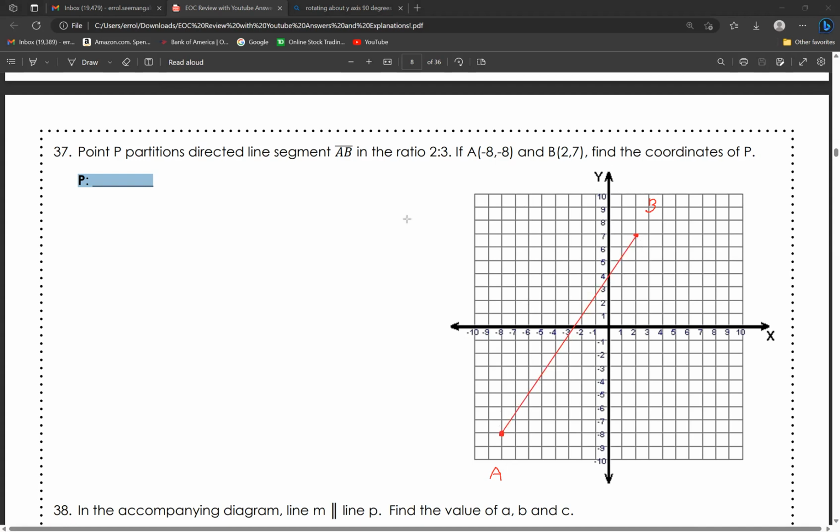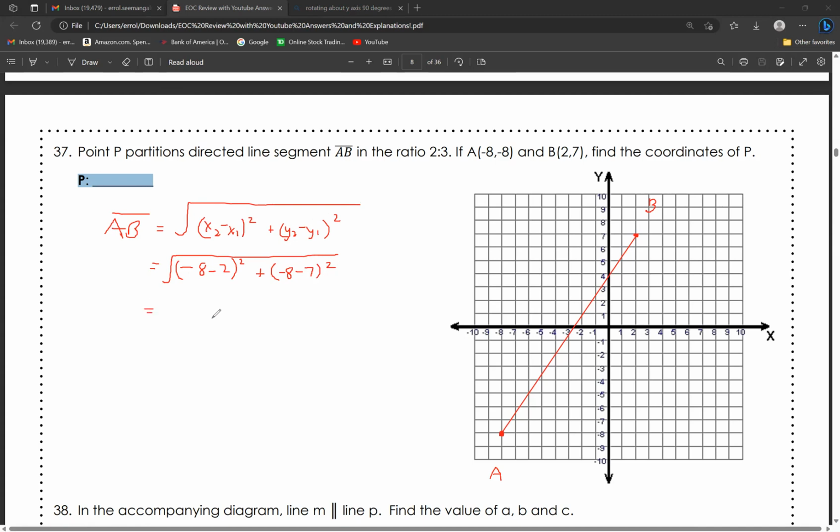So what we're going to do is find this length right here, using our length formula. AB line segment is the square root of x2 minus x1 squared plus y2 minus y1 squared. Now just plug everything in. What are the two x values subtracted from each other? -8 minus 2 squared plus the difference of the y's, -8 minus 7 squared. All right, what is that?